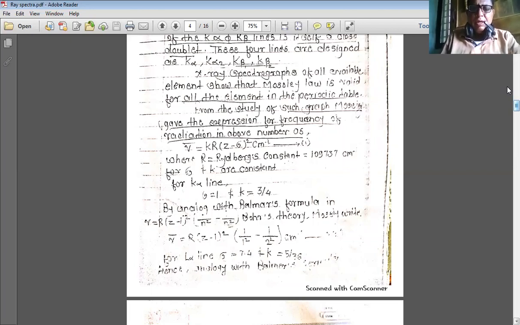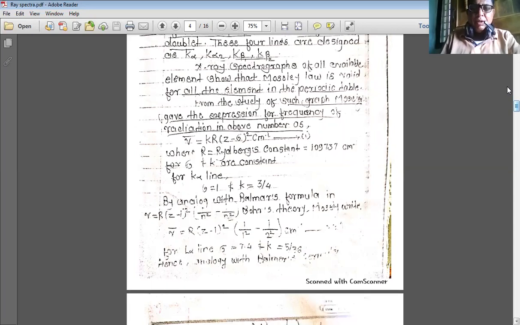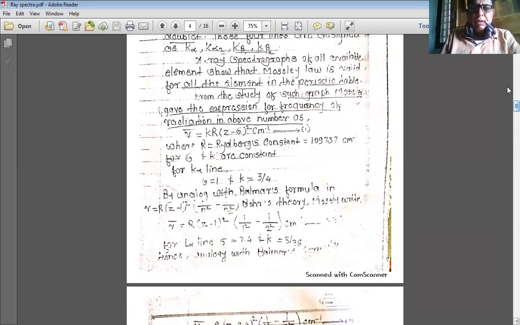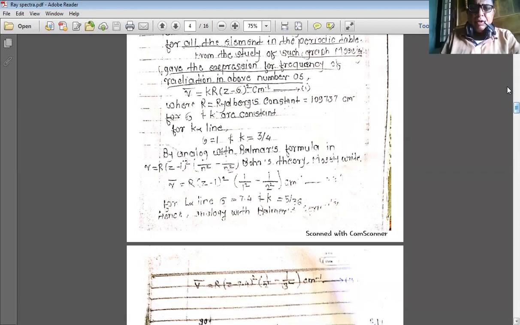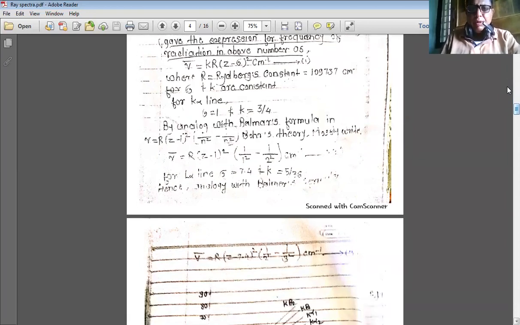For the L alpha line, σ is equal to 7.4 and k is equal to 5/36. Hence, with Balmer's formula, you can write ν = R(Z − 7.4)² (1/2² − 1/3²) cm⁻¹.